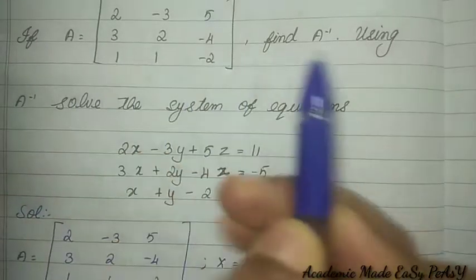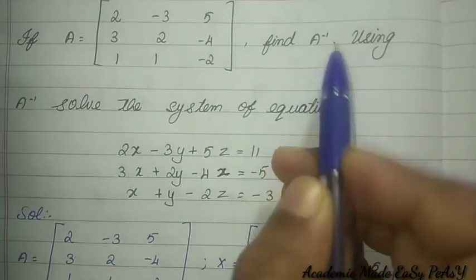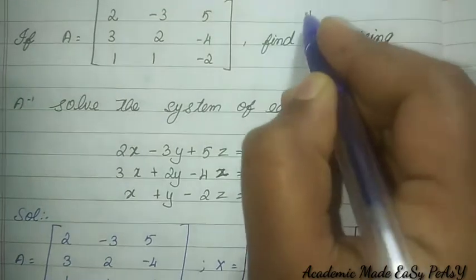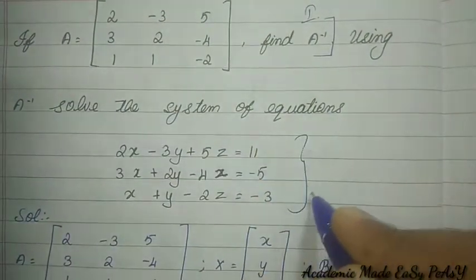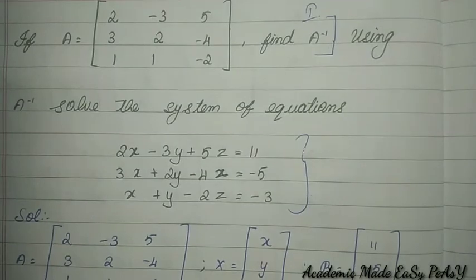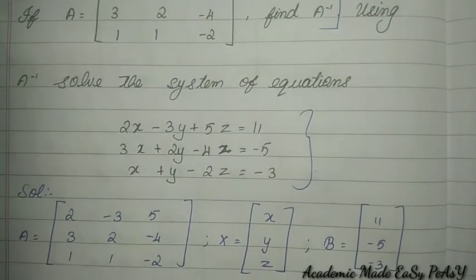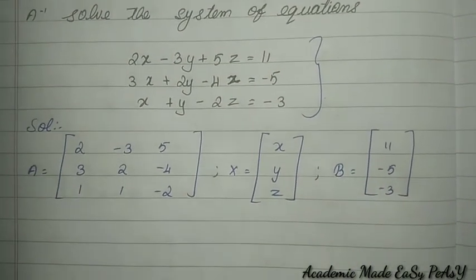If A matrix is given, then find A inverse. So till here, part 1. Using A inverse, solve the system of equations. So next we will be taking this one. So first let us find the A inverse.